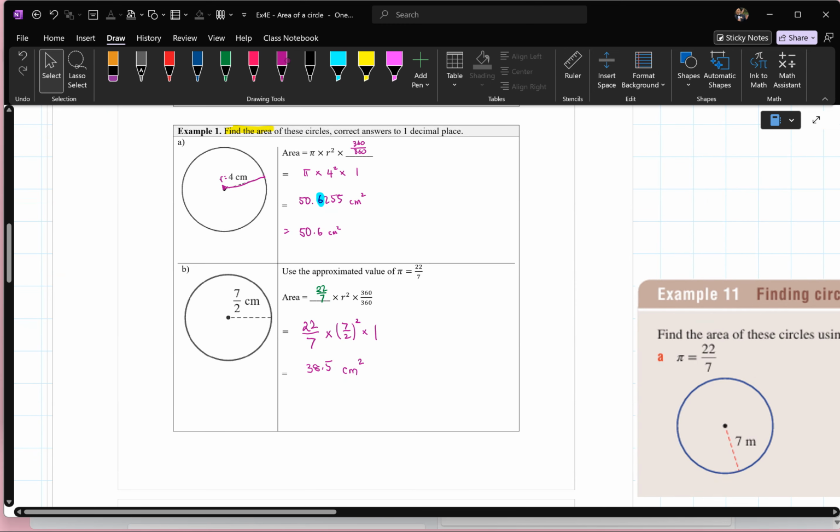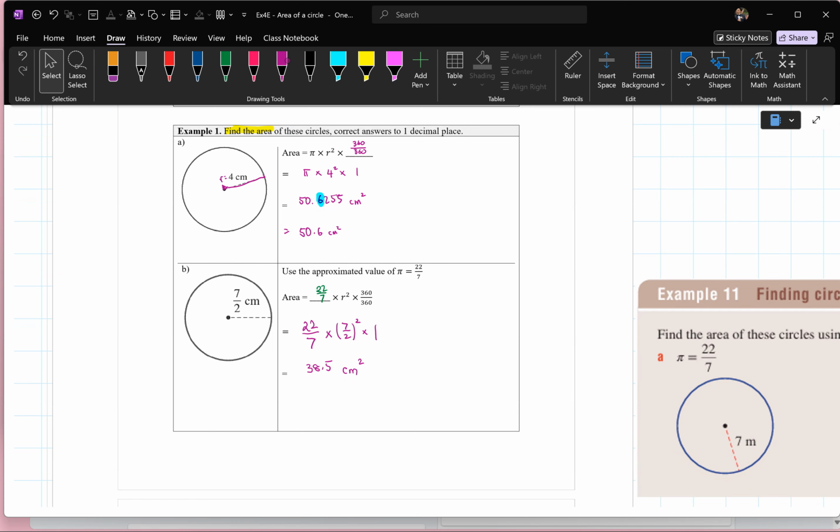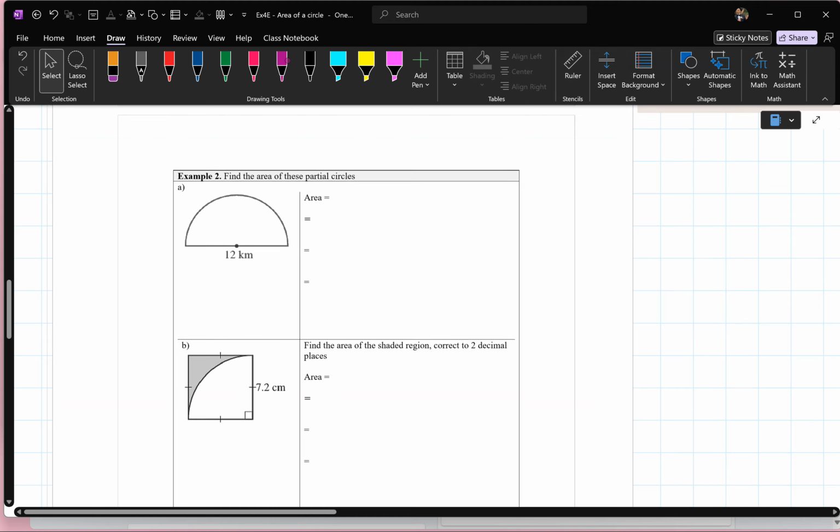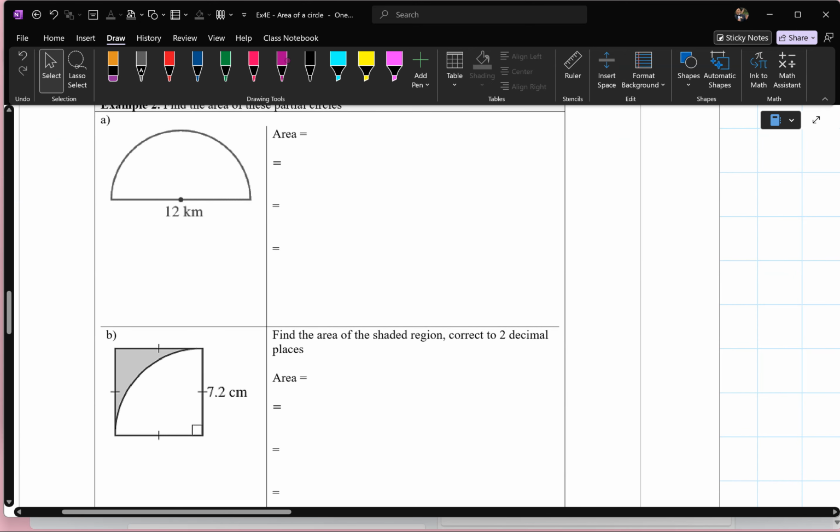Okay, full circle's pretty straightforward. Now we're going to move to some problems where you might not have a full circle. And that's where that second part that I was showing you, the portion of a circle, will then come into play. So flip over. In your notes, flip over to the next question. You've got 2 types here, and that ends today's video.